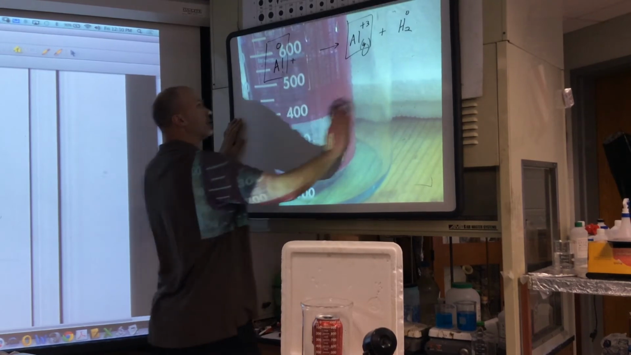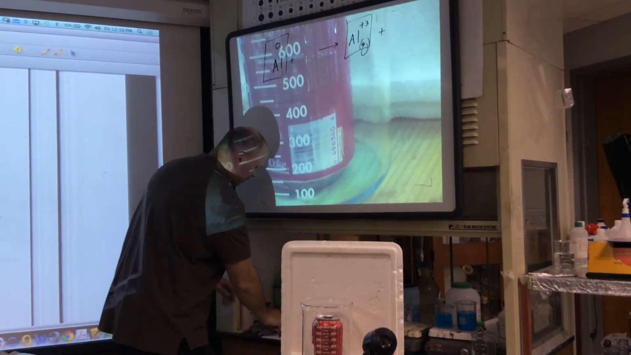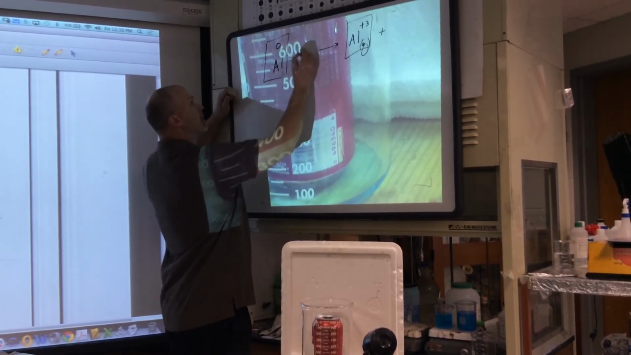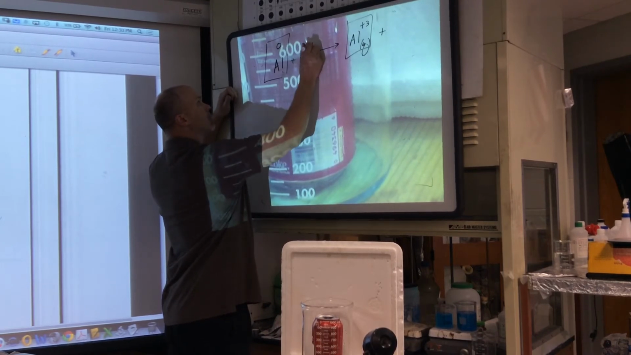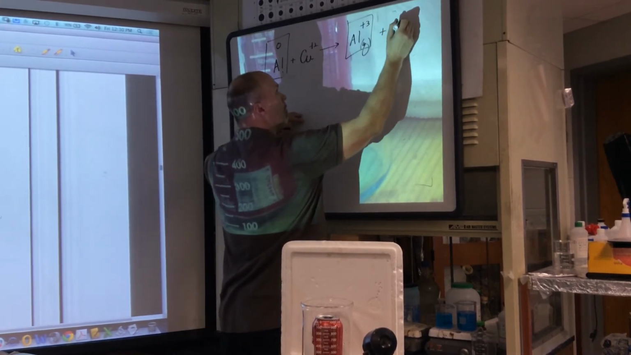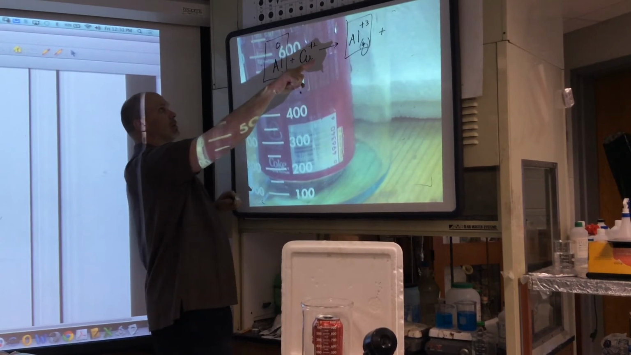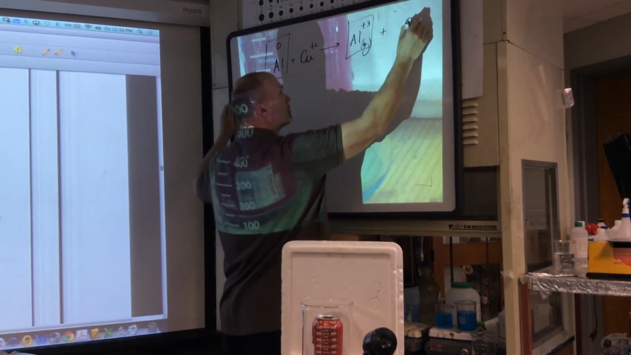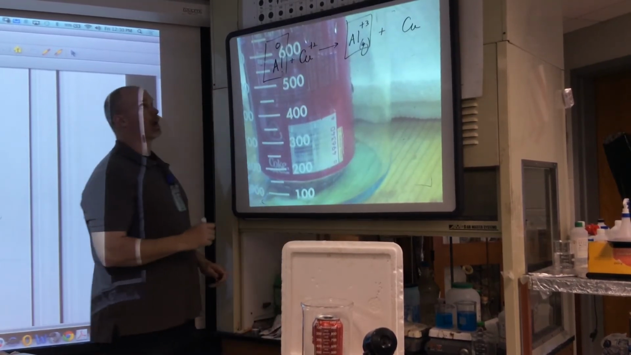So let's just change this. What's this going to be? This is going to be copper plus 2. This is going to make pure what? Yes, pure copper is going to be made. Okay, copper 0.